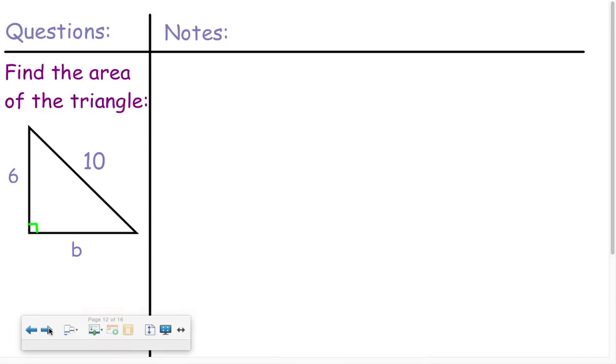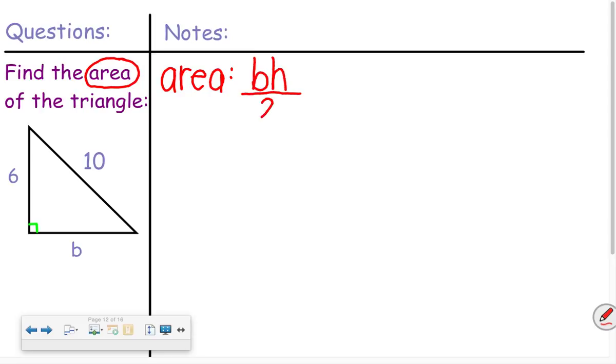All right, find the area of the triangle. So this problem wants to find area. So let's write down what our formula for area is. So area is base times height divided by 2. That's the area of a triangle. So I need to take my base, which right now is b, and times it by my height, which is 6, and divide that by 2.